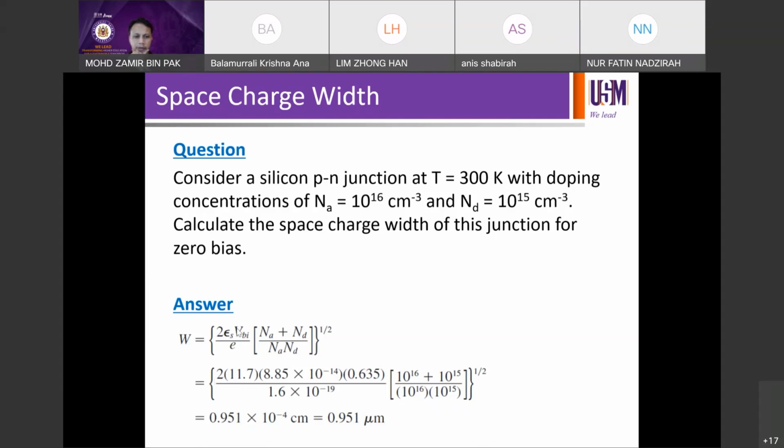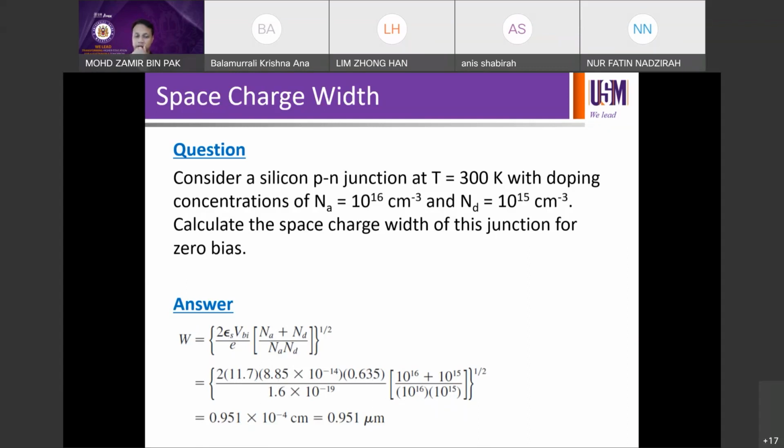2 times 11.7. This one you can refer to the table. For the permittivity, you can get the relative permittivity value in vacuum, and then you multiply it to get the one for silicon. 11.7 is the relative value, times 8.85 times 10 to the minus 14, times VBI, if you've done a calculation for the VBI.